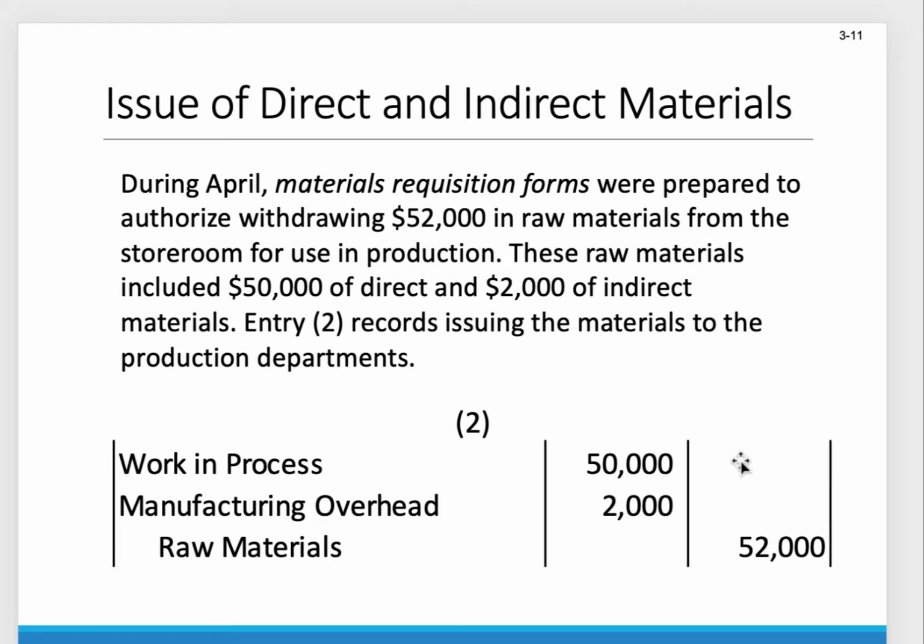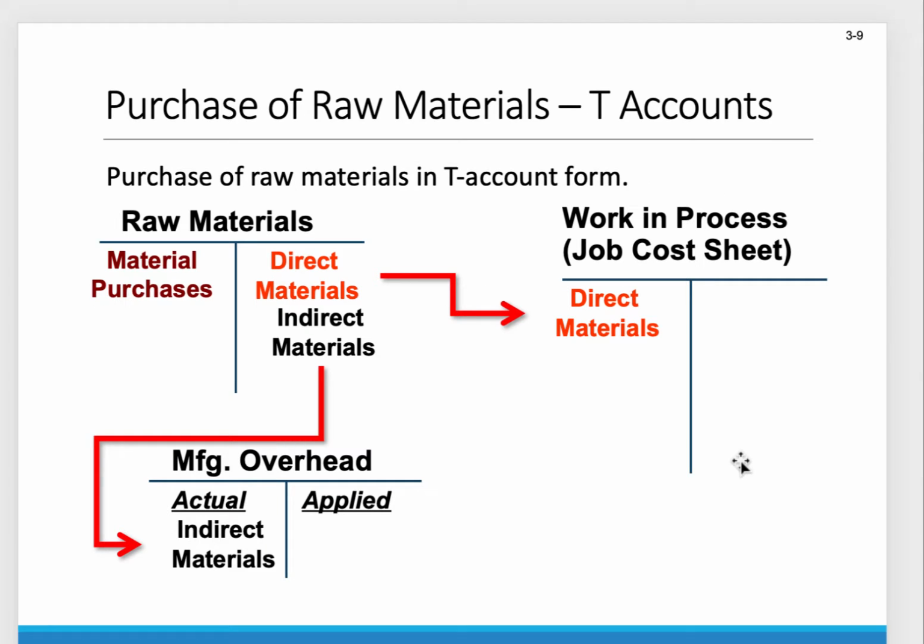Let me go back actually one. So what happened here, and this is our T account form, we see the debit of the purchase of raw materials. Where's that credit for accounts payable? It's not on here, it's someplace else. We're not worried about that per se. We're worried about showing how these product costs flow through the system.